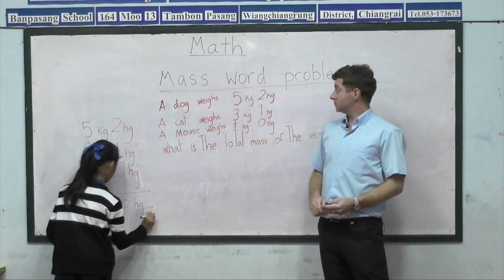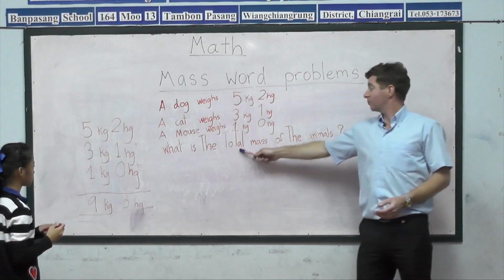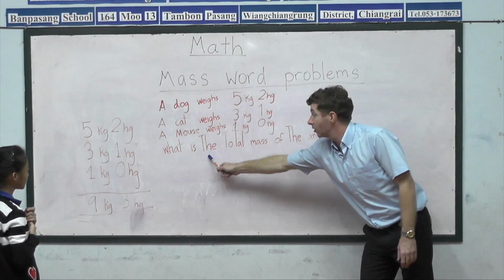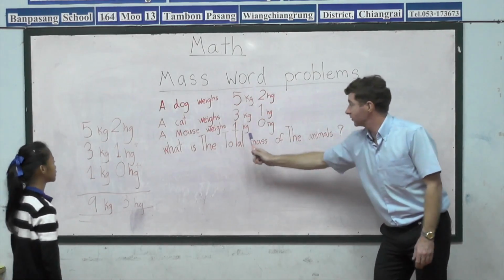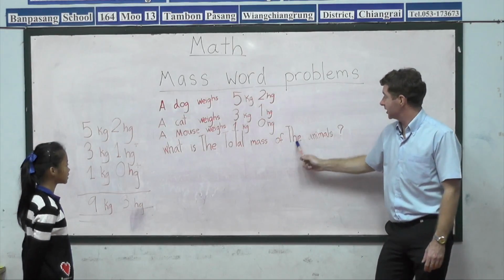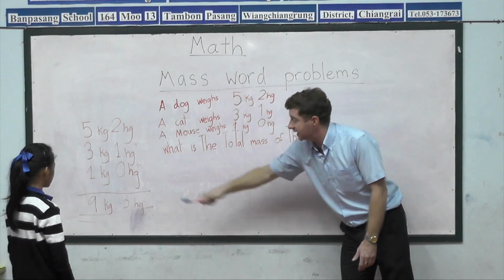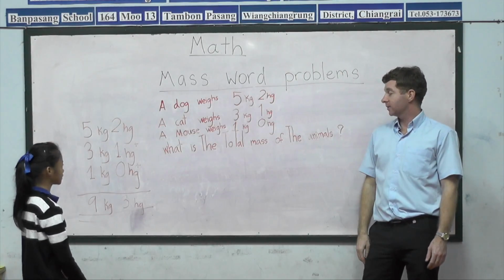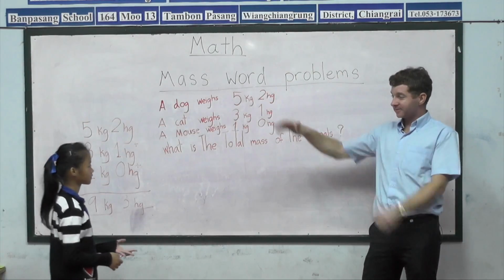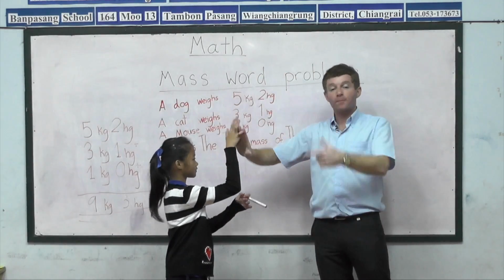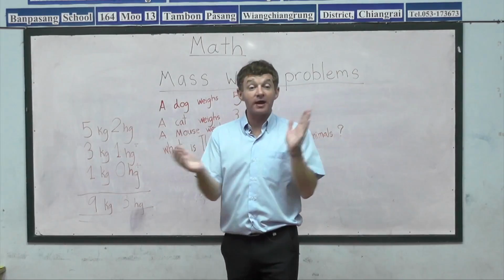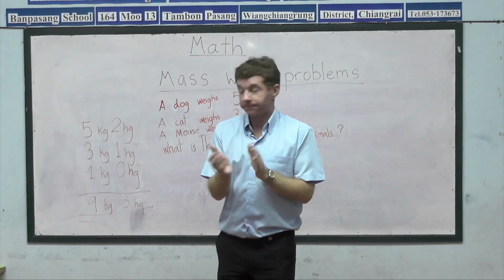So Dan, what is the total mass of the animals? You will say the total mass of the animals is 9 kilograms, 3 hectograms. Excellent. High five. Round of applause for Dan. And round of applause for everybody for working it out well.